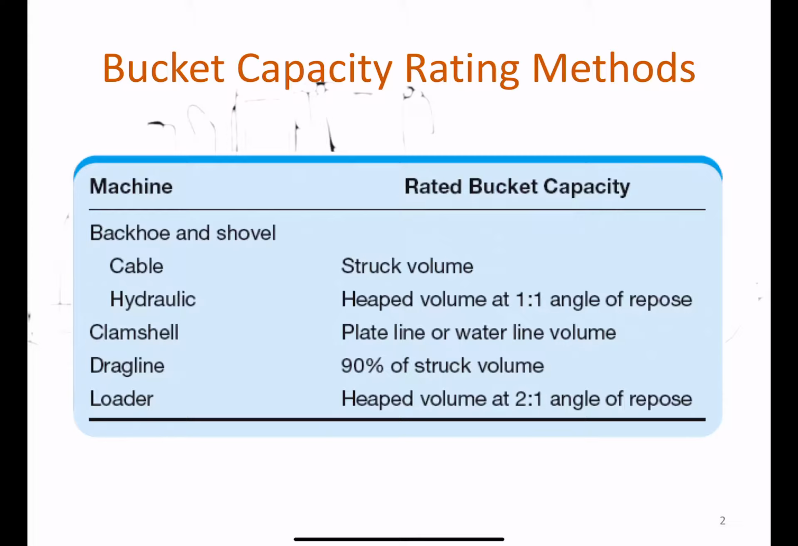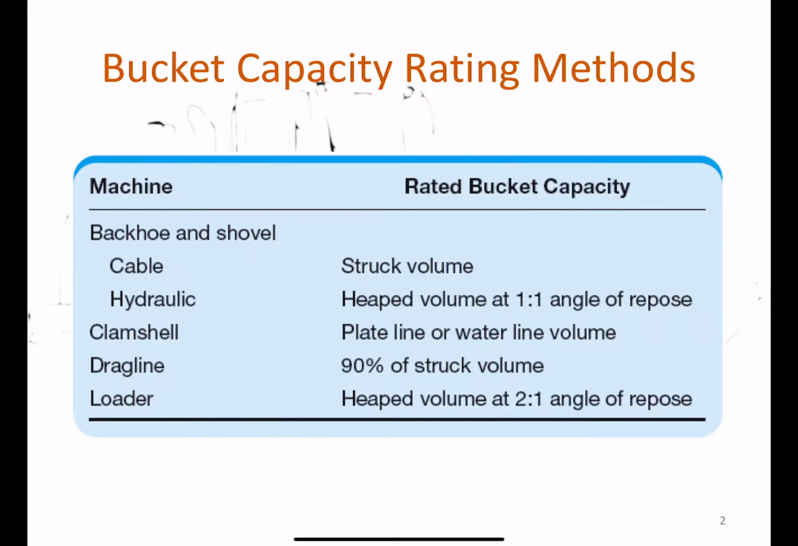Trucks, another kind of equipment. We use 90% of struck volume, and for the loader, it is heap volume at horizontal 2, vertical 1 angle of repose. So those are the rating methods for the bucket capacity.